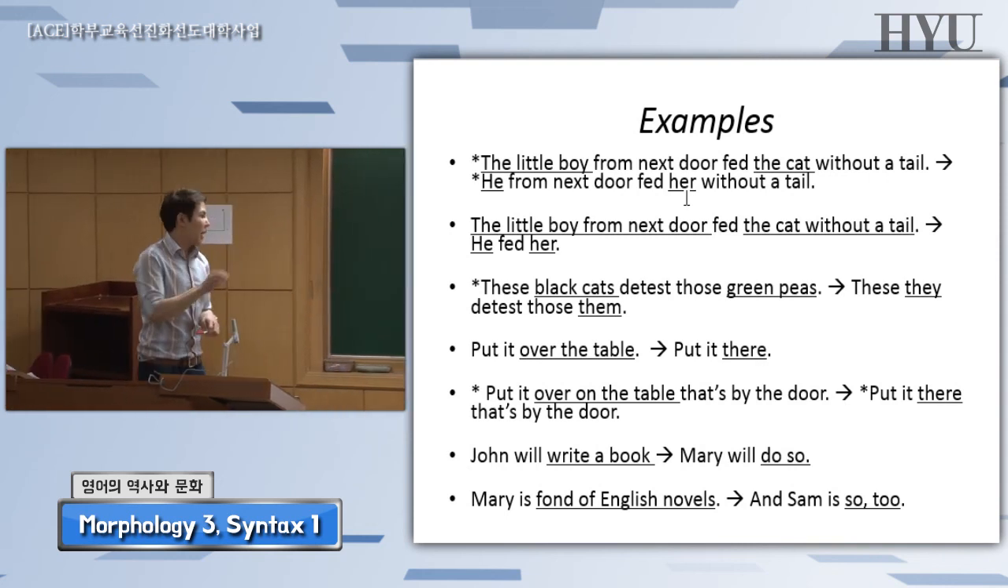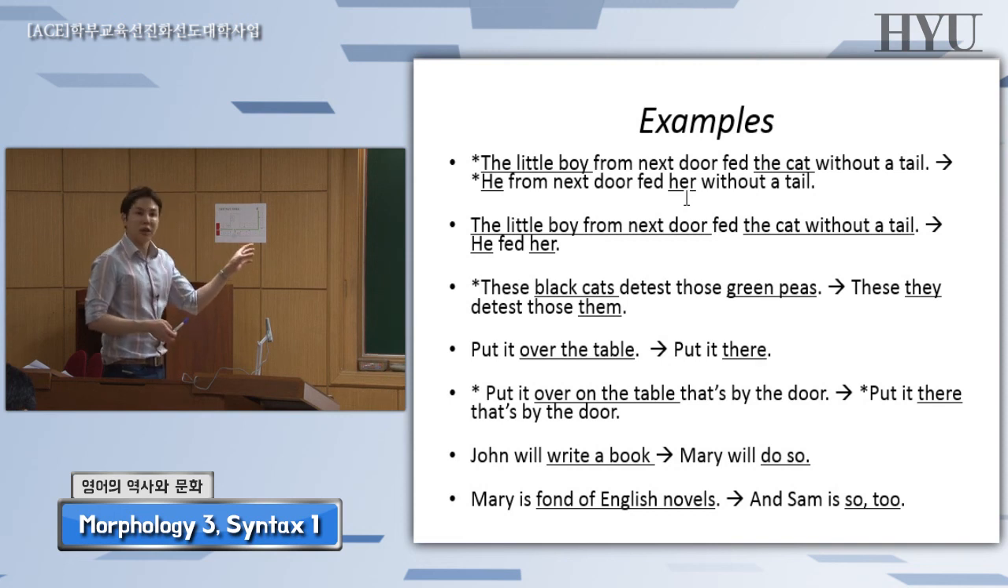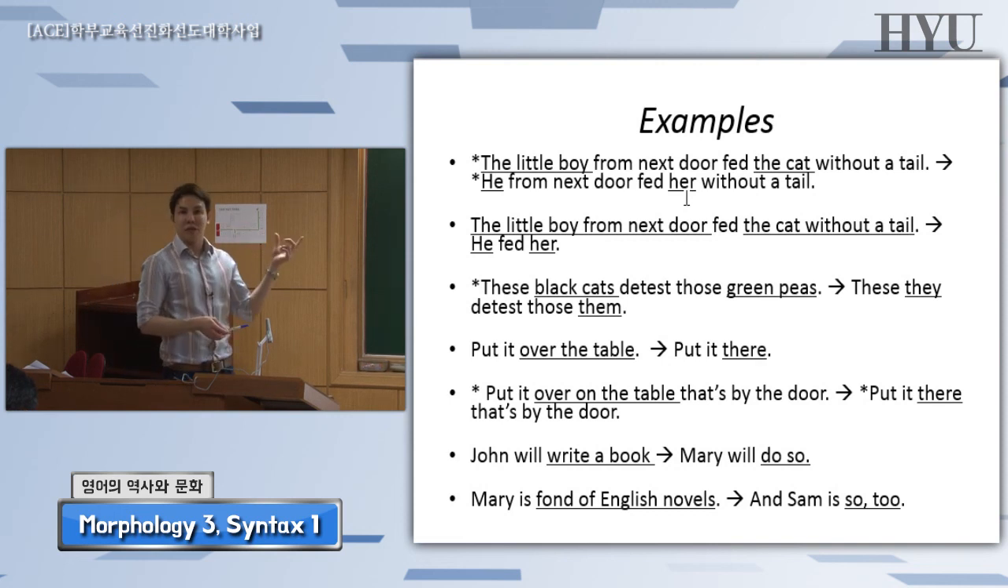John will write a book. I underline will write a book, and then I underline write a book, and you think that that's a verb phrase, a verb constituent, then just put do so, like, and Mary will do so, like that. So it works. So write a book is a verb phrase.